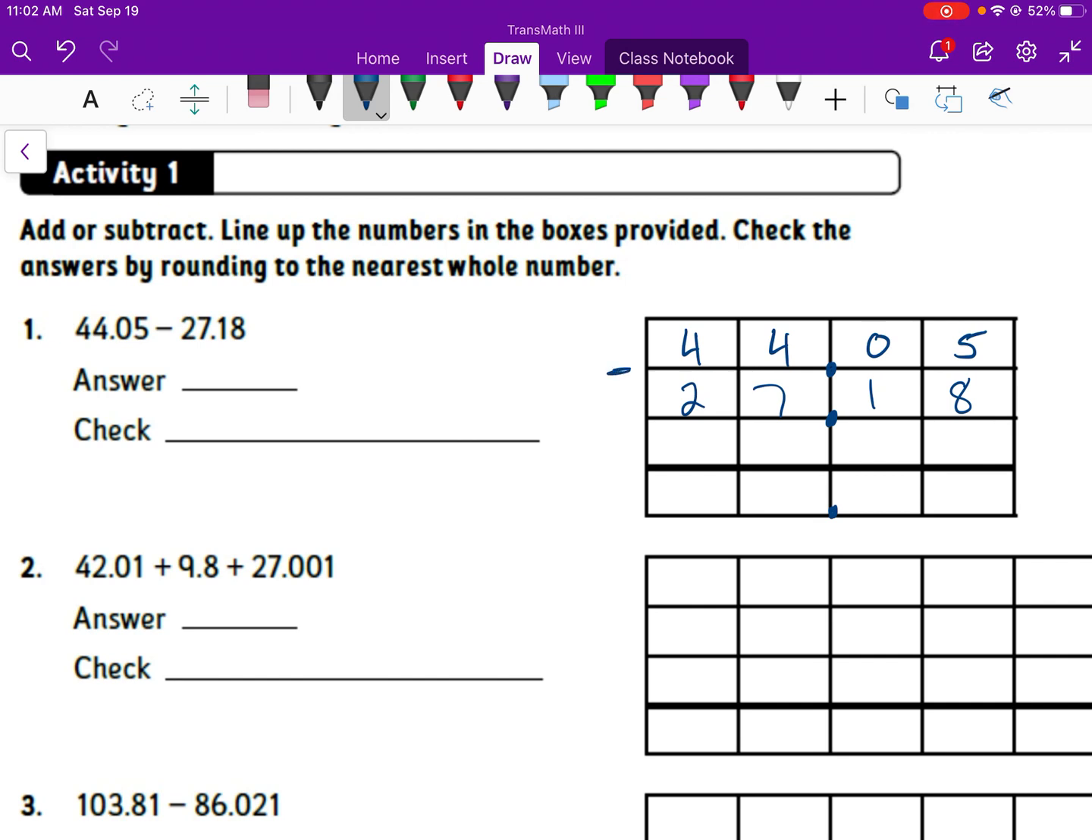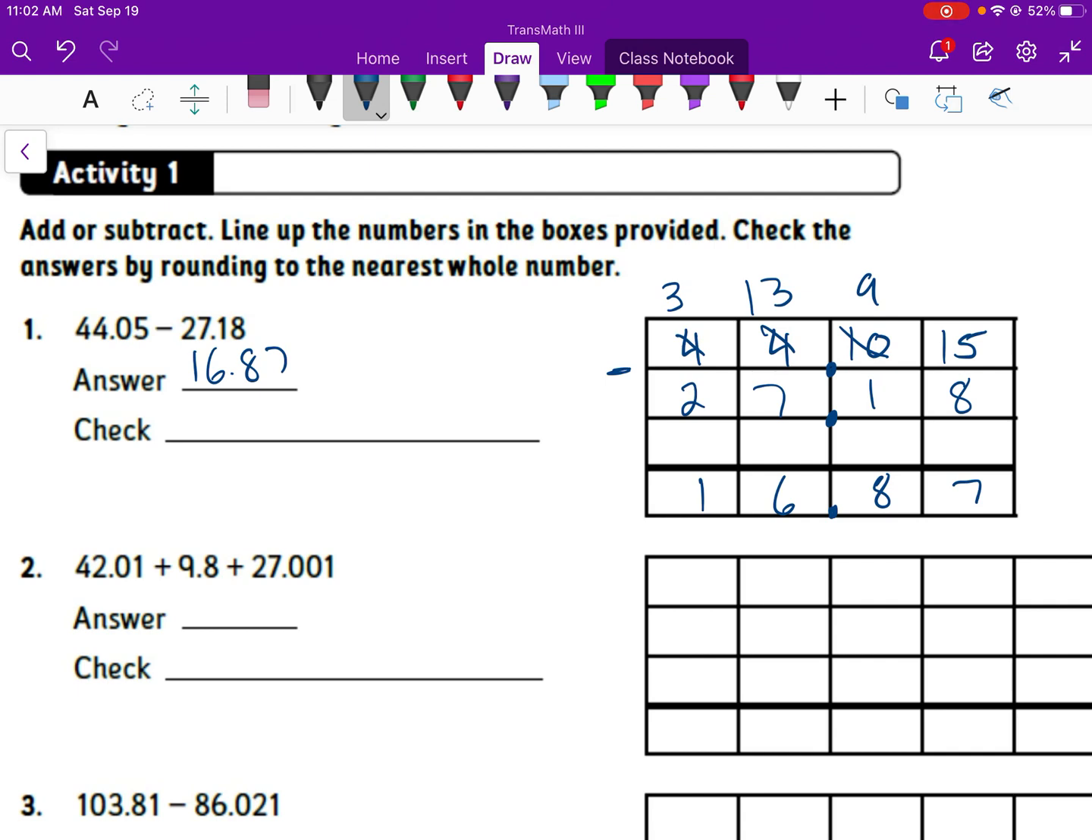Okay, so 5 minus 8, I can't do anything there. We can't borrow from 0, so I've got to borrow from further. 3, there's a 10, then we're going to borrow again. 9, 15 minus 8, 7, 9 minus 1, 8, 3 minus 7. Need to borrow. So 13 minus 7, we get 6. 3 minus 2, 1. So 16.87.